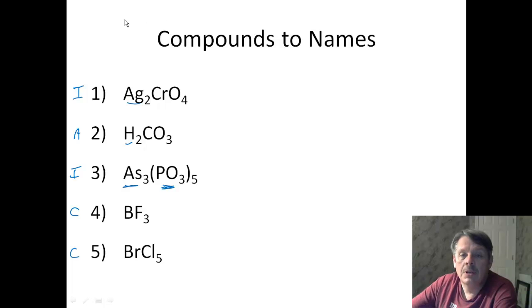All right, let's go and name these. This is silver, Ag, and CrO4 is chromate. And silver always takes on a +1 charge, so I don't need to worry about looking for which version of silver it is. So this is simply silver chromate.